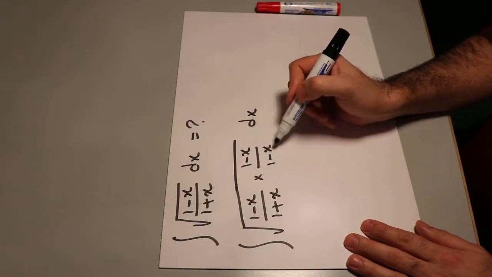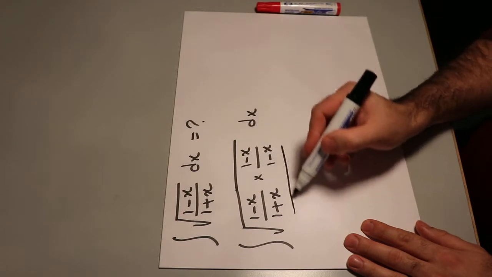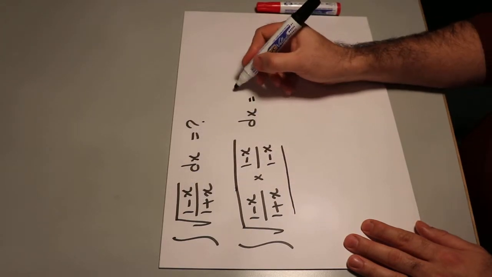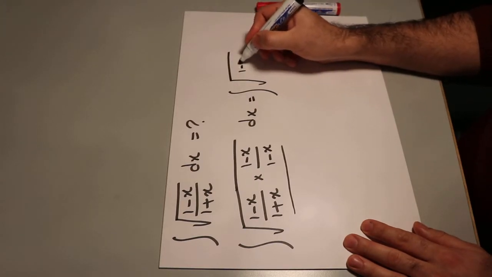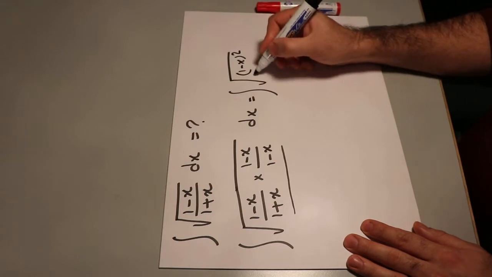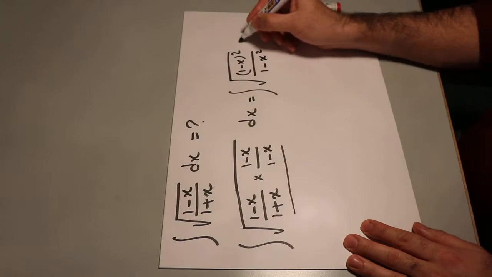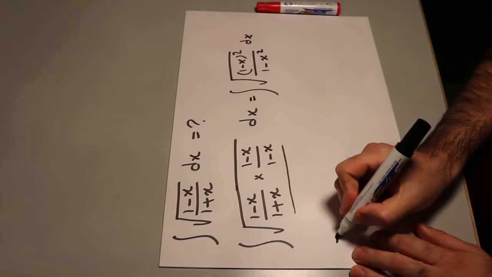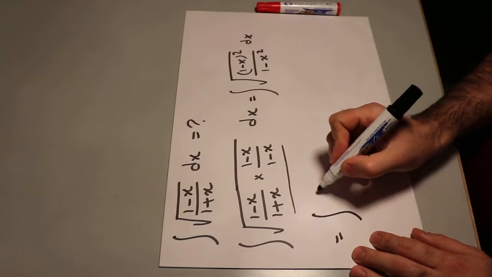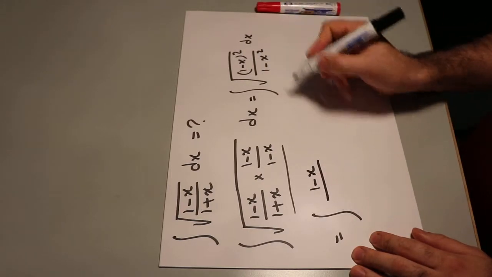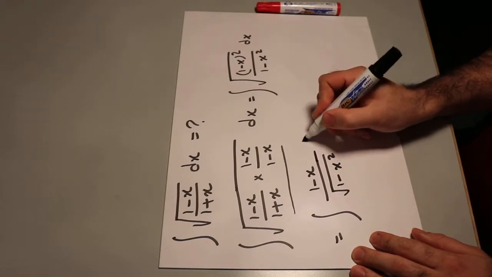Note that (1 minus x) divided by (1 minus x) is basically equal to 1, so this fraction is the same as that one, right? So this will be equal to the integral of the square root of (1 minus x) to the power of 2, divided by (1 plus x) times (1 minus x), which is equal to 1 minus x squared, dx. Okay, so this will be equal to the square root of (1 minus x) to the power of 2. You can simply write (1 minus x) divided by the square root of 1 minus x squared, dx.